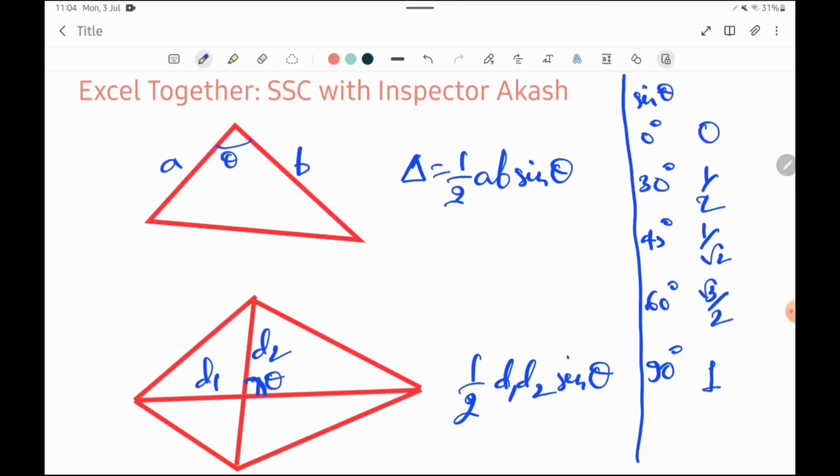How to remember these values? So there is a trick. For this, write root of 0 by 4, for this write root of 1 by 4, then root of 2 by 4, then root of 3 by 4, and for this root of 4 by 4.